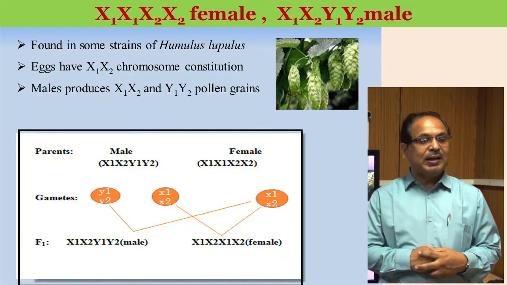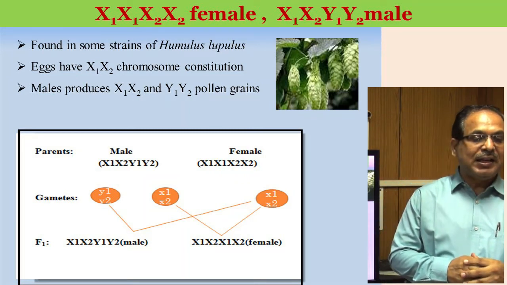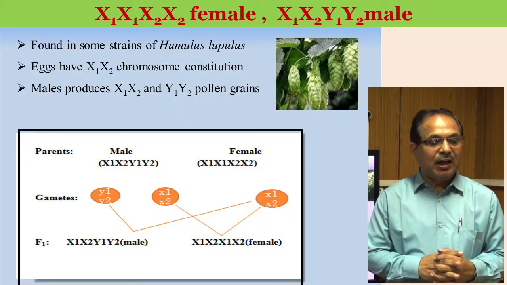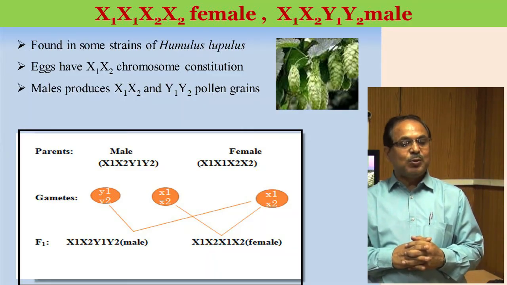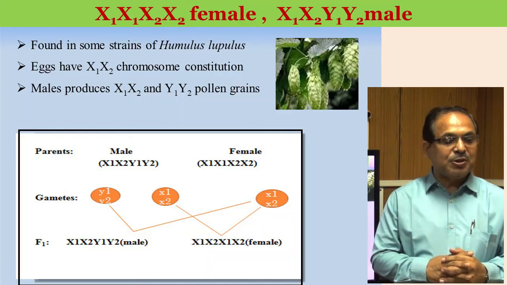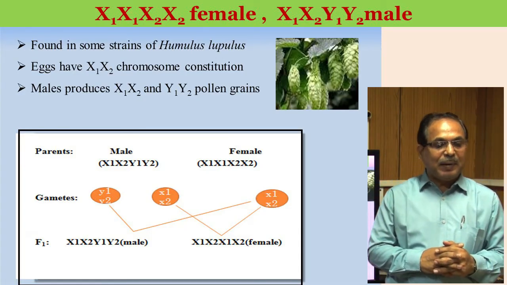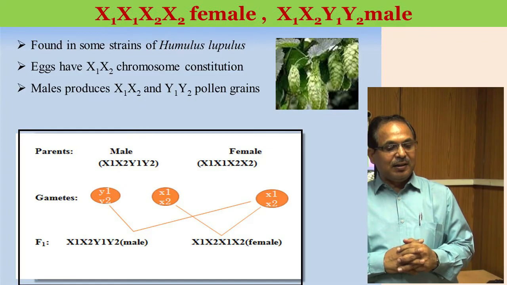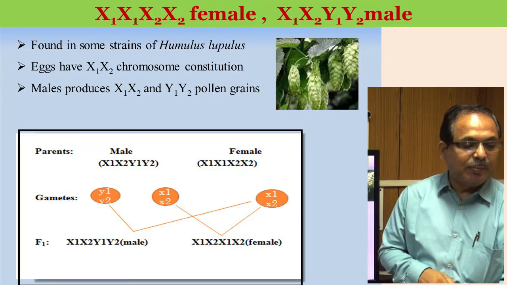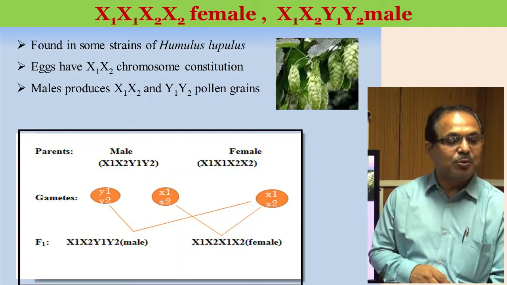The next system is X1X1X2X2 producing the female, whereas X1X2Y1Y2 produces the males, and it is found in Humulus lupulus. Here eggs have the chromosome constitution X1X2, whereas the male has X1X2 and Y1Y2 in their pollen grains. When these male and female parents come together, they produce different gametes, and then they fertilize and the progeny develops as X1X2Y1Y2 male, whereas X1X1X2X2 as female.